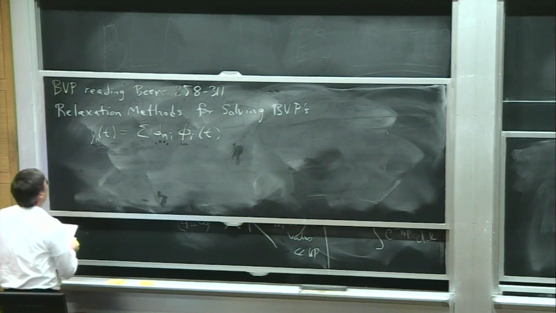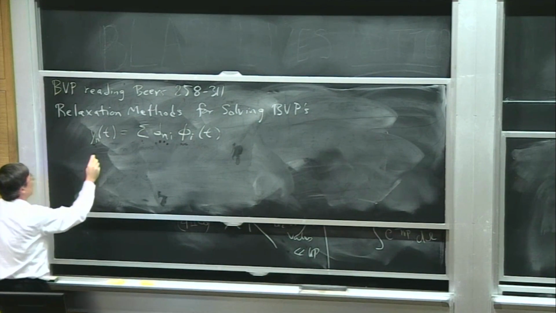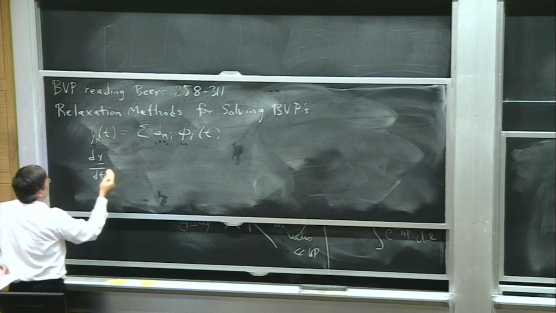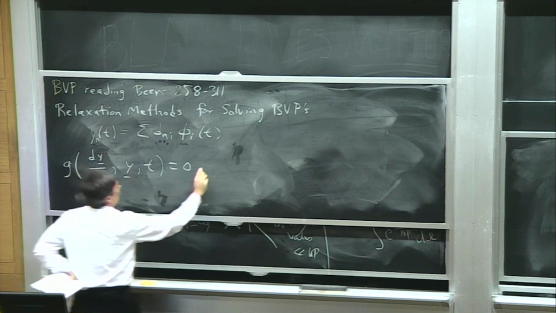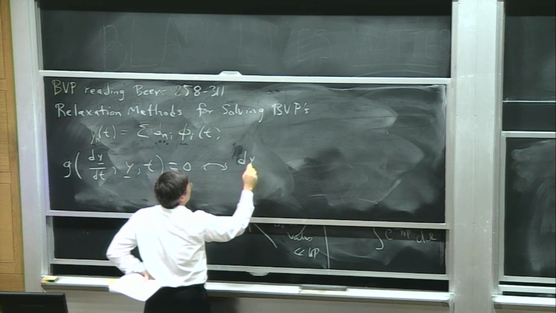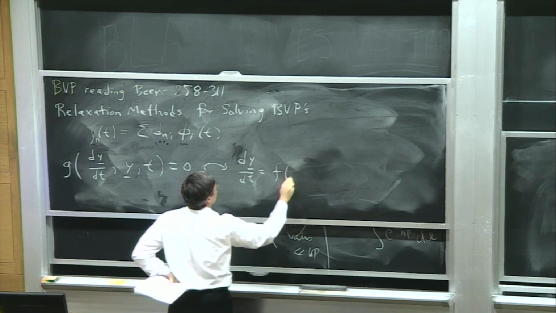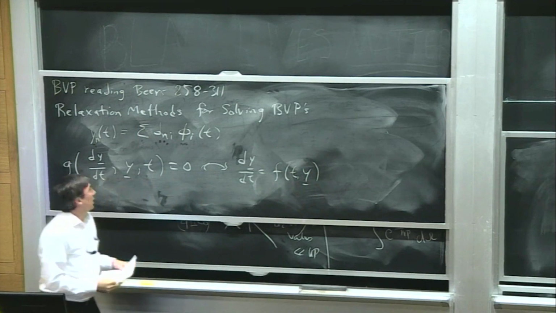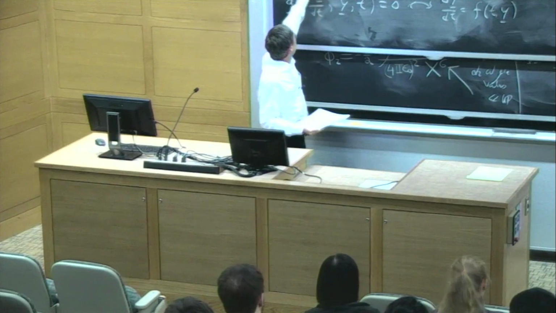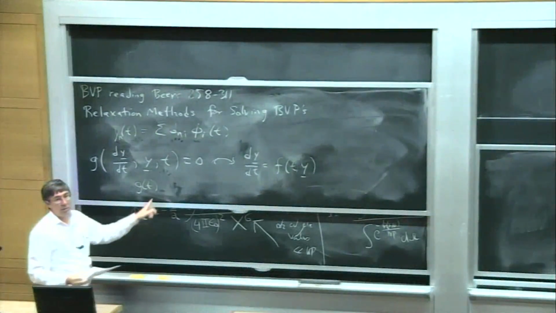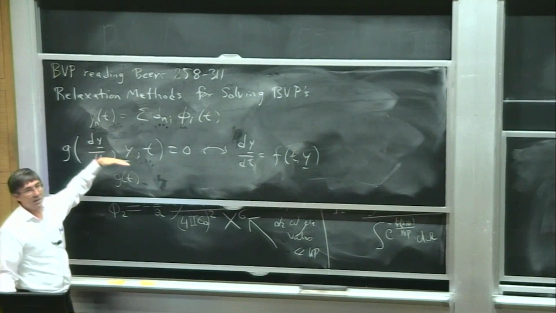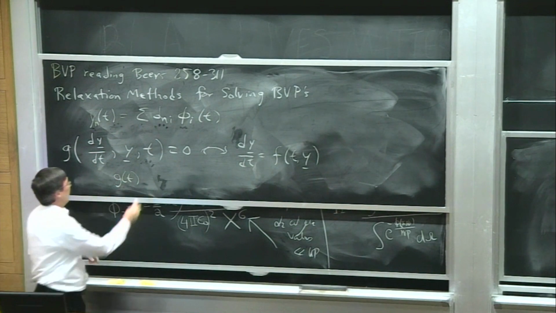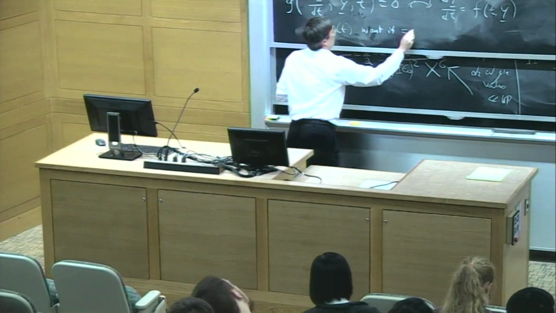So let's recall the problem we have. We write it as a first order ODE system. There's some function of dy/dt and y and t that's equal to 0, which often can be written as dy/dt equal to f of t, y. If you plug in this approximation for y, you'll get something, some g of t, that's generally not going to be equal to 0. But you would like it to be 0. If you put the true solution in, you would get 0. You put your approximate solution in, it's not going to be 0. So you get g of t, and you want this equal to 0 for all t.